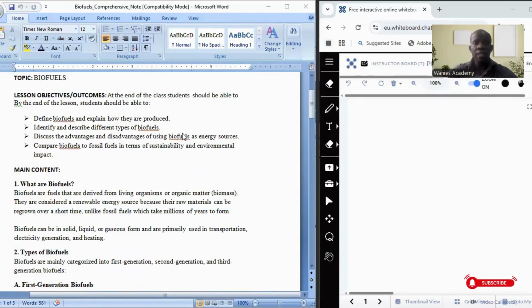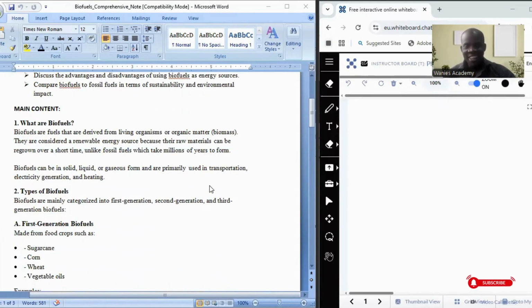So now, let's look at types of biofuel. Biofuels are mainly categorized into 1st generation biofuel, 2nd generation biofuel, and 3rd generation biofuel. It is very, very important that they are classified based on their generation. Already we've established the fact that bio means life, so the fuel is derived from living organisms. Now let's look at their unique classification, which is in terms of generation.